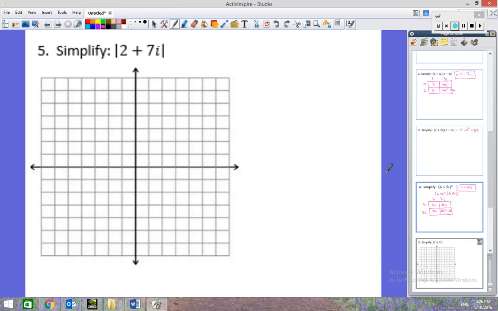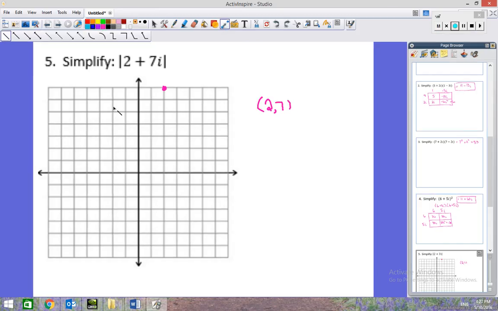Alright, so here I've included a little graph for you to think about, because if they're asking me to calculate the absolute value of 2 plus 7i, let's come in and plot the point 2 comma 7. If I go to the right 2 and up 7, I'll be up here. So what they're asking me to do is to find the length of this line segment from the origin up to my point.